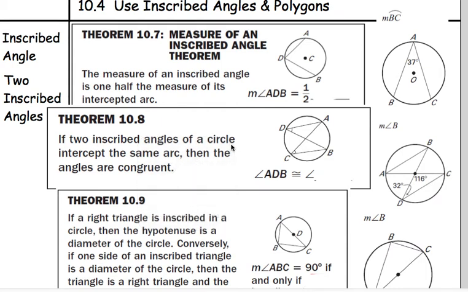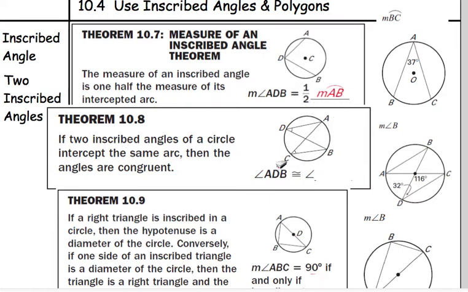For this section, we are finding the measure of inscribed angles and inscribed polygons. We've already talked about some of this last week, but here we have some specific notes about it. So the first one here, it's got a theorem, the measure of an inscribed angle theorem. The measure of an inscribed angle is 1/2 the measure of its intercepted arc.